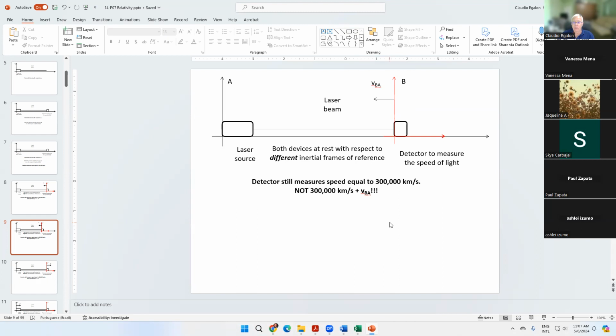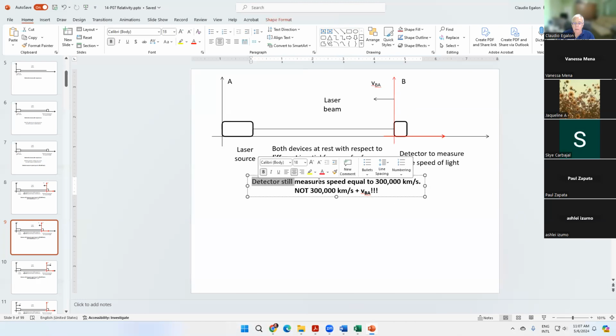But that's not what Einstein stated. Einstein stated that in reality, what this detector is going to measure is still 300,000 kilometers per second. Okay? That's what the second postulate of Einstein is all about. Do you see how counterintuitive it is?